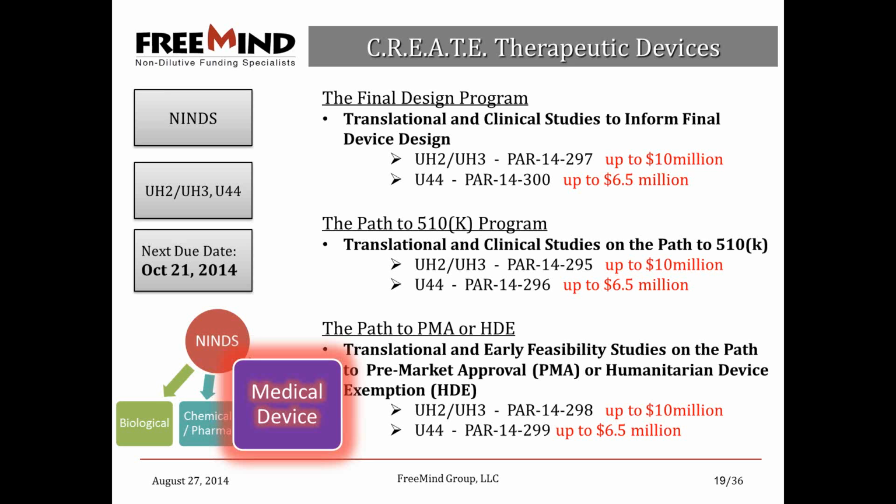So it's important to note that the funding levels are such that the UH2 is for up to 3 years and the UH3 is for up to 4 years. And so the total duration of UH2 and UH3 may not exceed 5 years. So the next due date for all of these is October 21st.